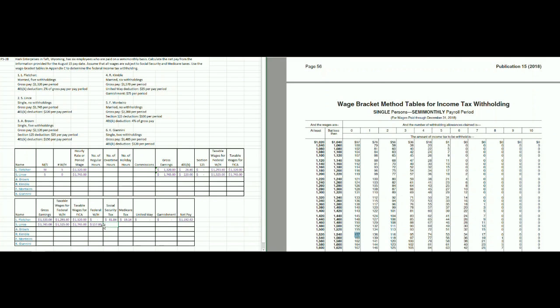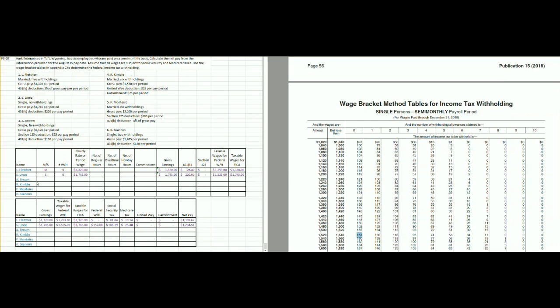Our Social Security calculation has not changed. It'll be taxable wages for FICA times 0.062, and our Medicare calculation has not changed. Taxable wages for FICA times 0.0145. We have no information about United Way contributions or garnishments, so our net pay is going to be our gross, less our federal, less our Social Security, less our Medicare, less our 401k, for a total net pay of $1,234.51.